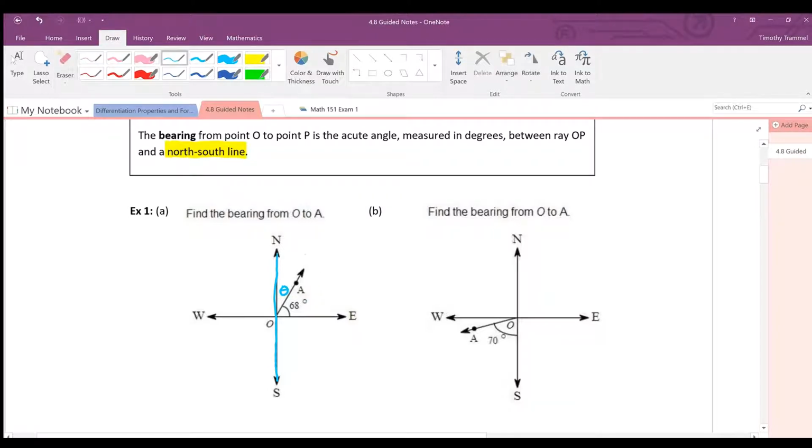So if we're trying to find that angle theta there, we have theta is equal to, and remember, it would be 90 degrees if we did that full rotation from the east line to the north line here. So I'm going to write 90 minus, and if I take away that 68 degrees, that should leave me with the angle theta. And so that should be 22 degrees.